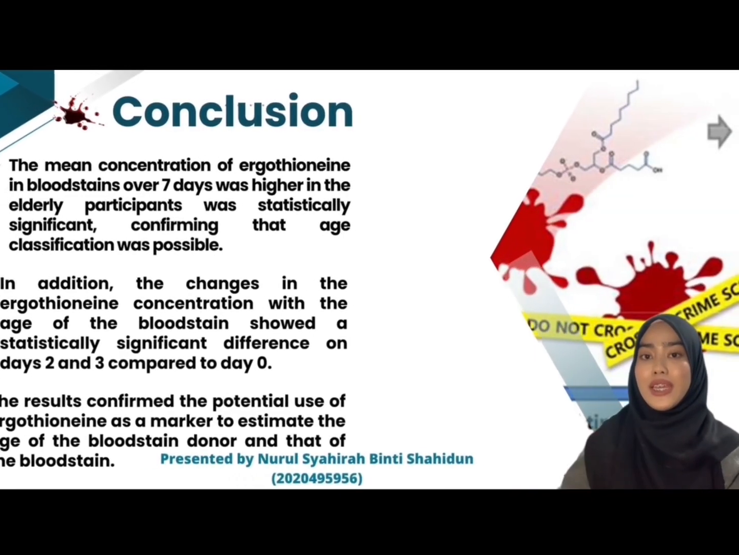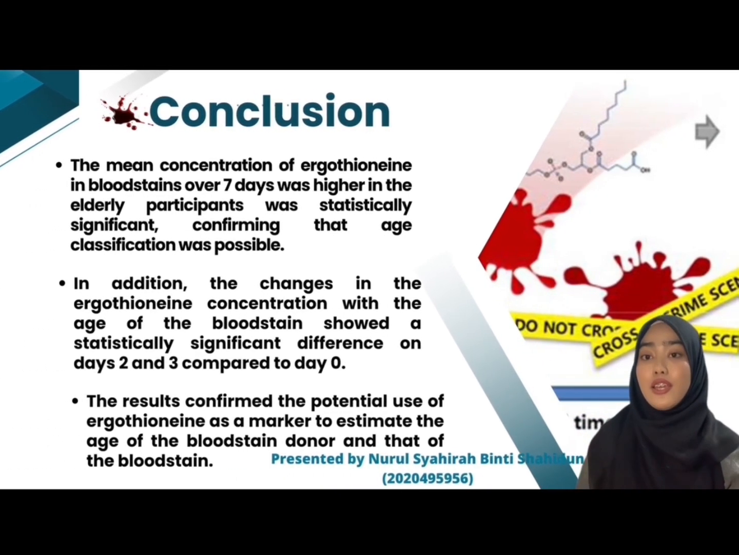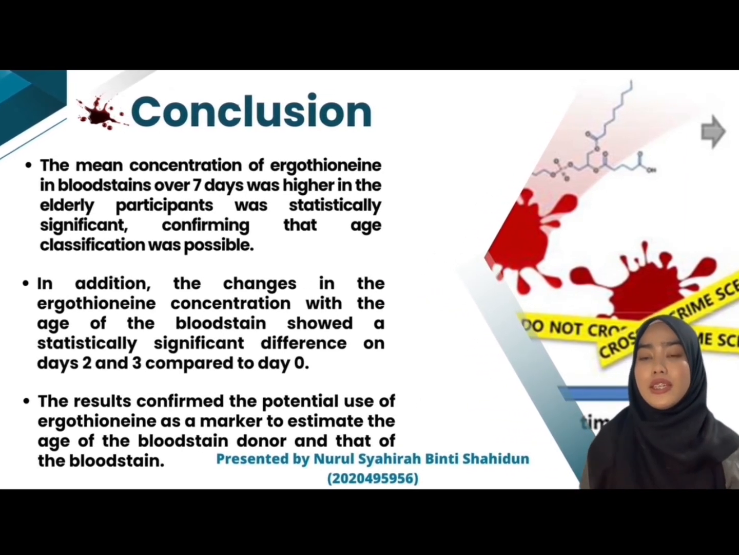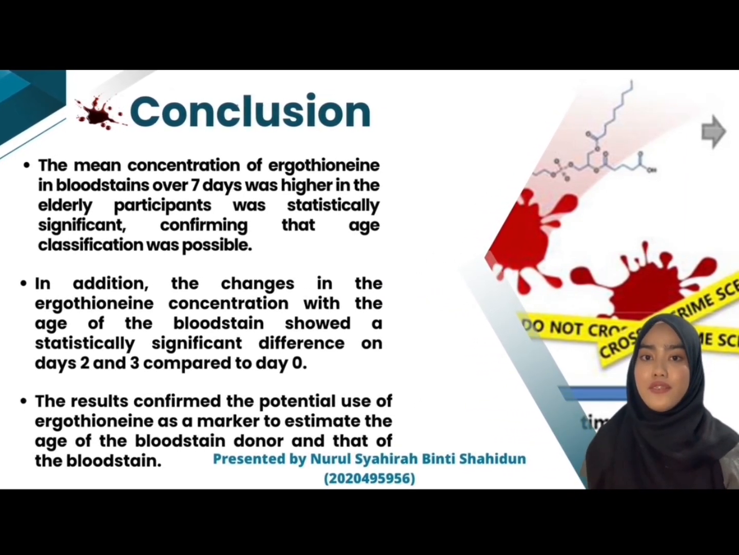In conclusion, we can learn from this journal that the average amount of ergothioneine in bloodstain over 7 days was higher in older subjects and statistically significant, proving that age classification was possible. Also, the change in ergothioneine concentration as the bloodstain got older was statistically significant on day 2 and 3, but not on day 0. The results show that ergothioneine could be used as a marker to measure the age of both the bloodstain donor and the bloodstain.